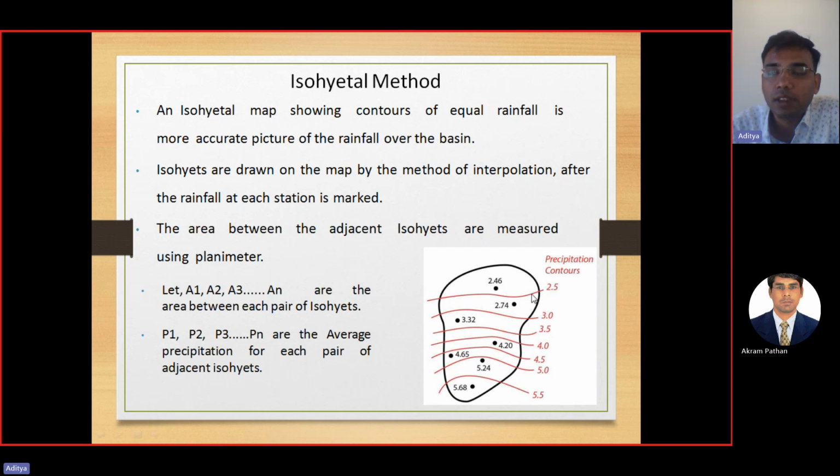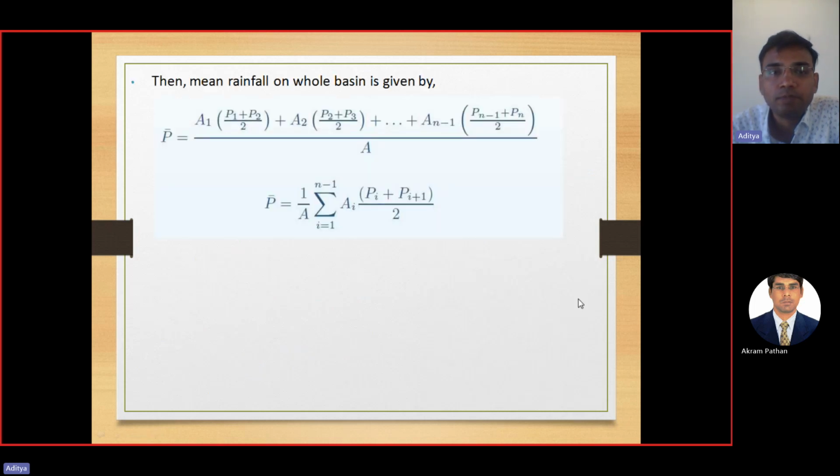It is a little bit clumsy method to draw isohyets, and it takes much time, but it is very accurate compared to the arithmetic and Thiessen polygon methods. The area between adjacent isohyets is measured with the help of a planimeter. Let A1, A2, A3 be the areas between these isohyets, and P1, P2, Pn the average precipitation for each pair of adjacent isohyets.